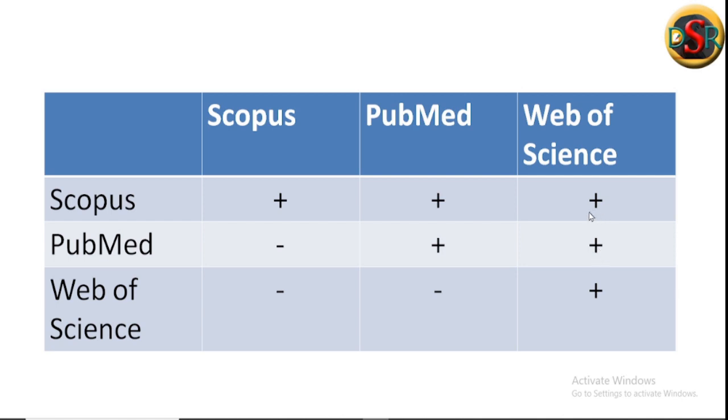For minimizing the search duration, you can first check in Web of Science. If a journal is not found in the Web of Science, then it will not be in PubMed and Scopus.